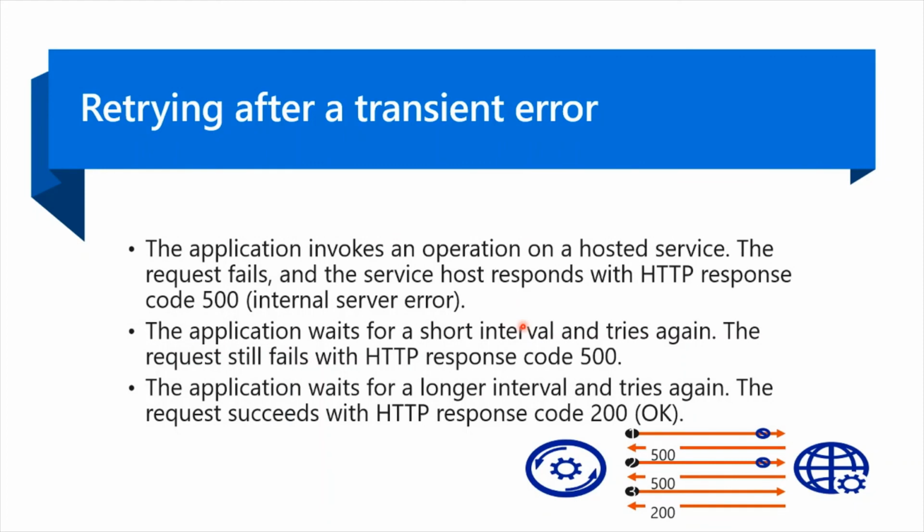Retrying after a transient error. This diagram illustrates invoking an operation on a hosted service using the retry pattern described in the slide. If the request is unsuccessful after a predefined number of attempts, the application should treat the fault as an exception and handle it accordingly. So you try, you get 500, you try again, you get 500, you try again, then you might get 200.